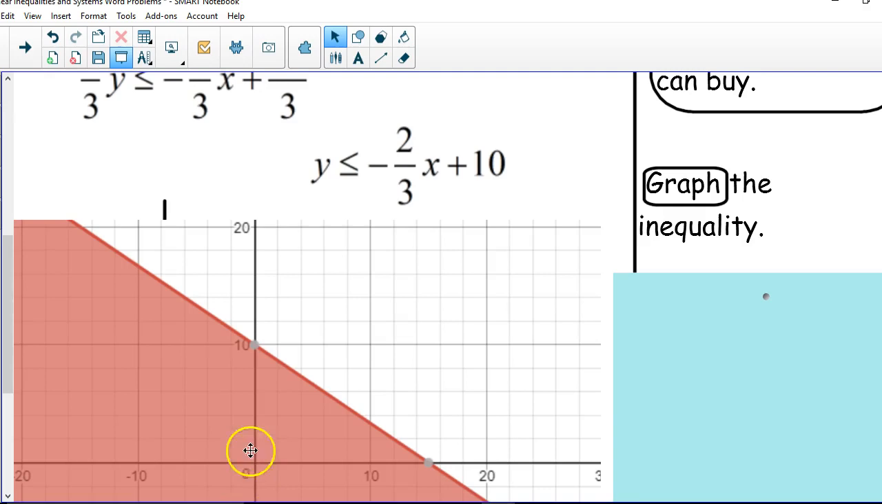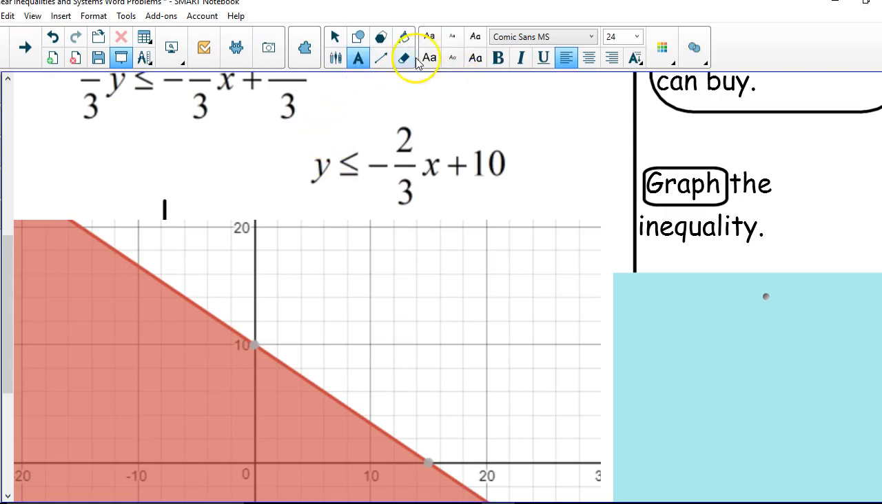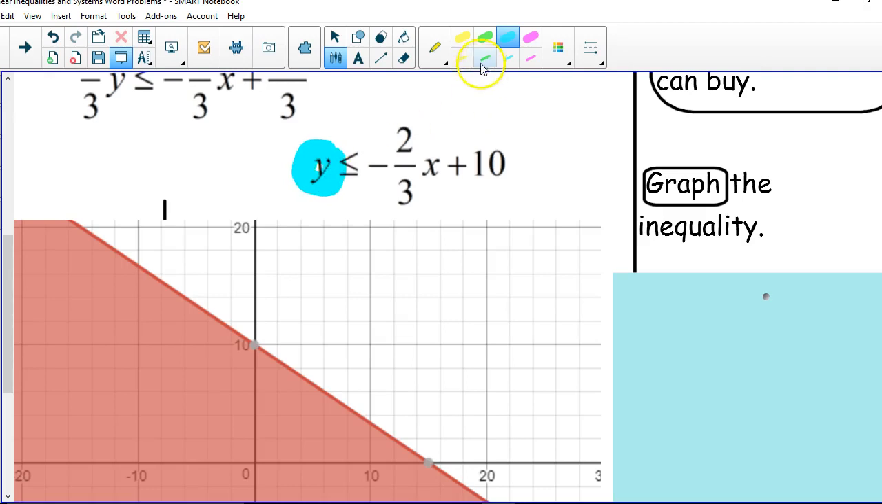I need to test a point, (0, 0). When I plug 0 in here, let's do it a little bit better.